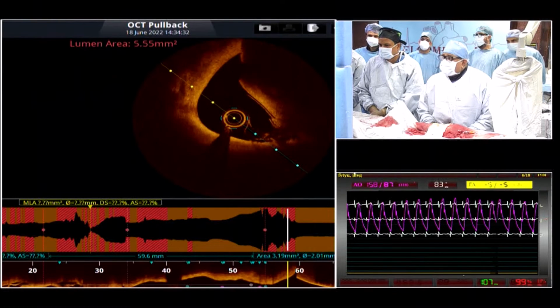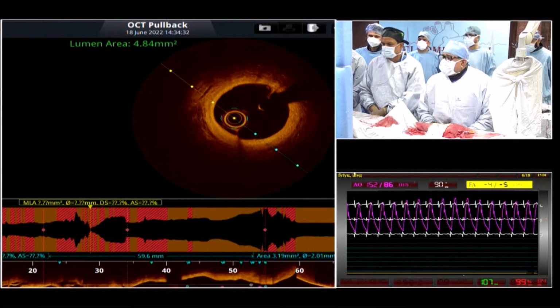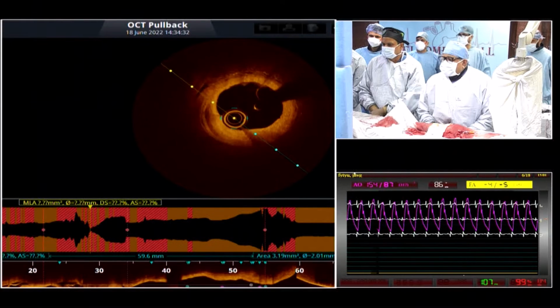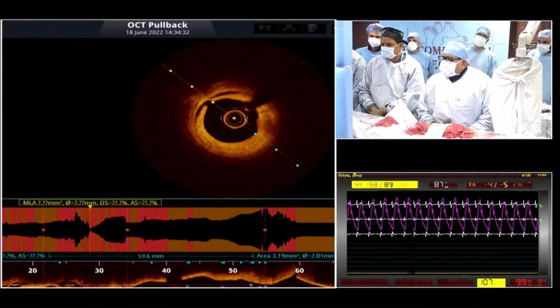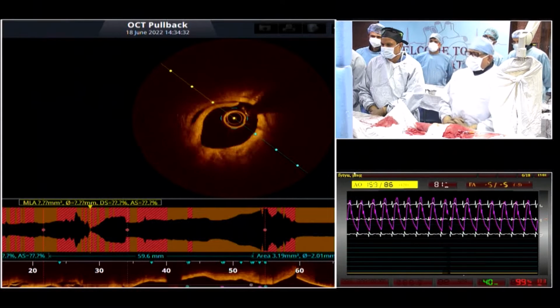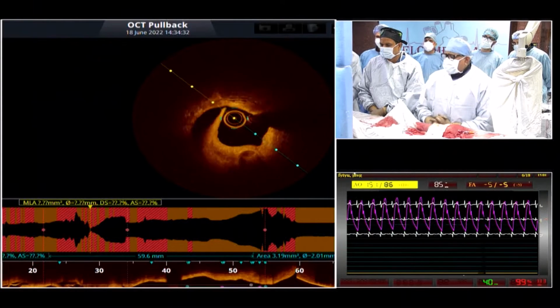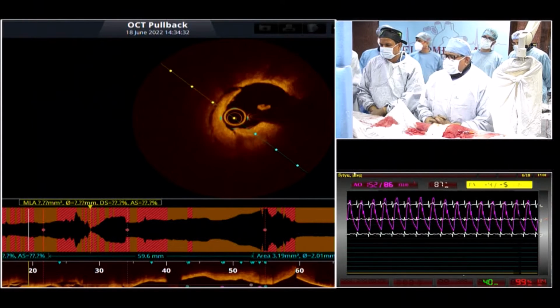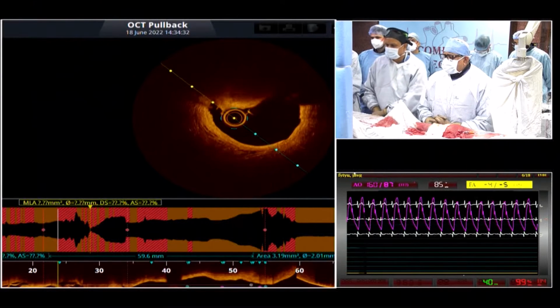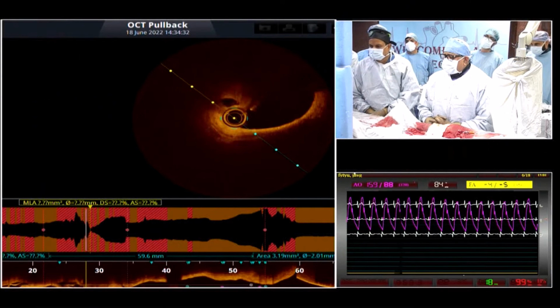It's a heavily calcified vessel. So you can again run it. Yes. The arc of calcification is a maximum of say 180 degrees. Here is certain dissection because of the balloon dilatation.